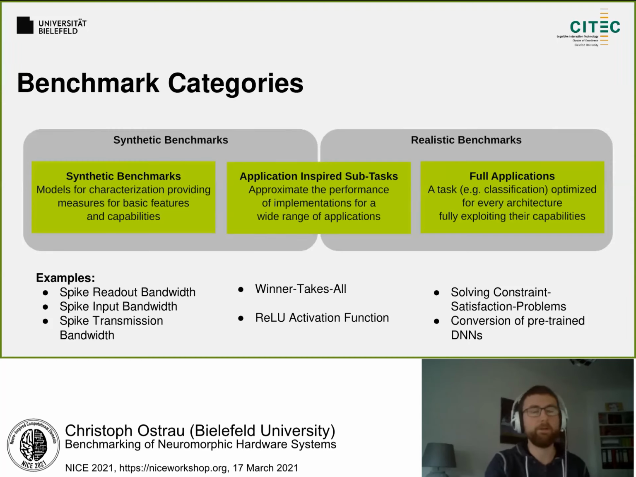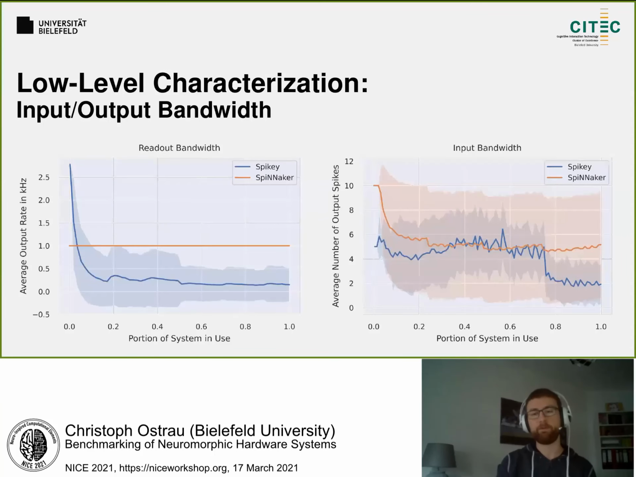To fill these ideas with a bit of life, I will now present benchmarks of all these categories. We start with a low-level characterization. On the left-hand side, you see a benchmark measuring the readout bandwidth of a system. That means we have a population of neurons that is constantly spiking without any input, and we just measure how many spikes we can really read out at the end.